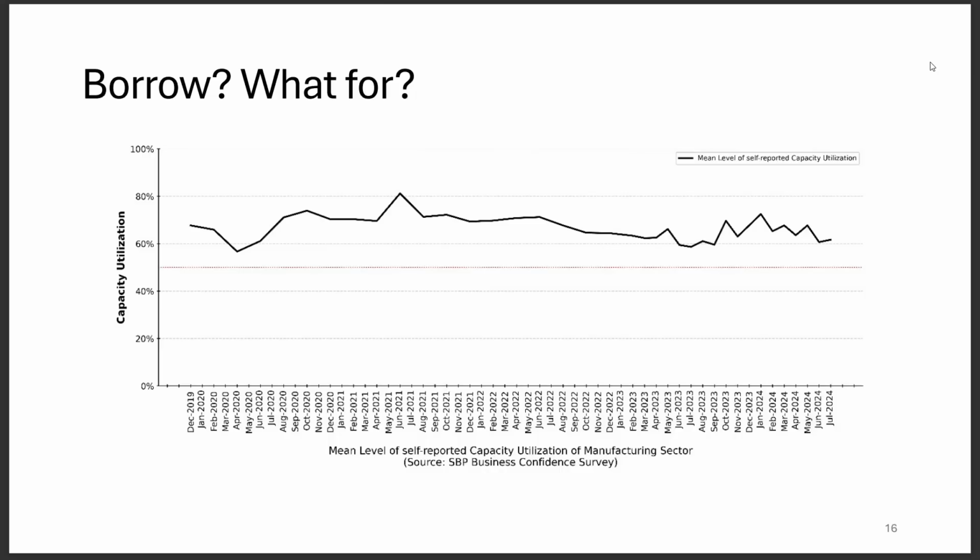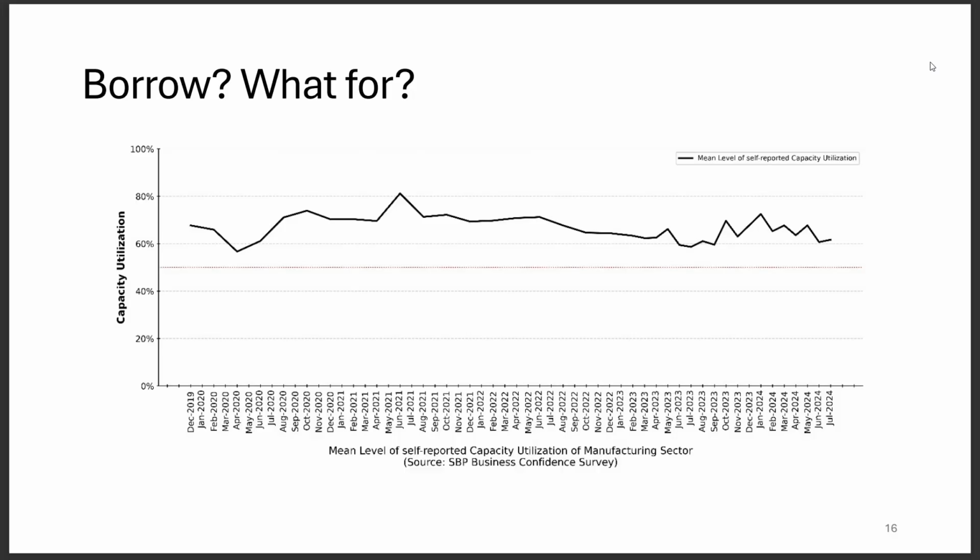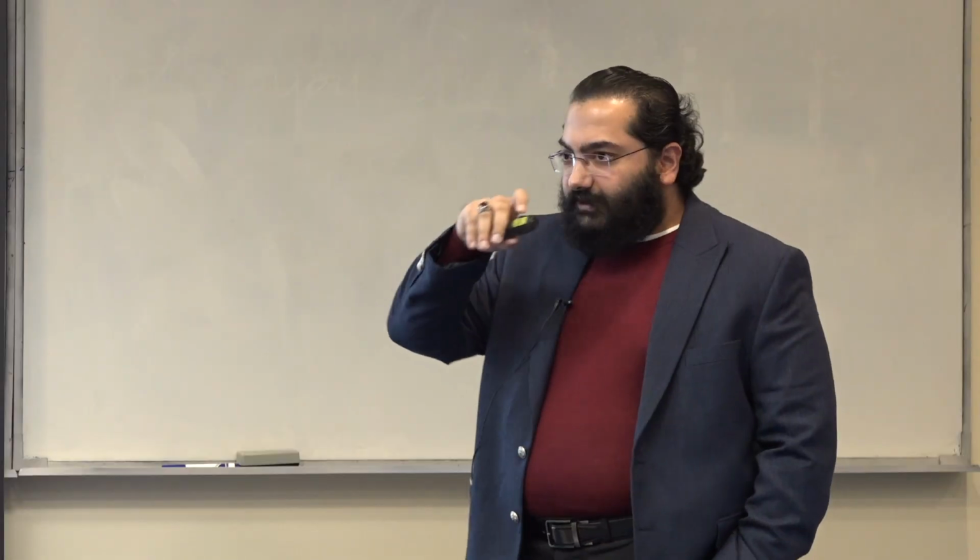If you look at the mean self-reported capacity utilization, this is from the State Bank survey, it is barely struggling to get above 70%. What does the manufacturing sector need to borrow for? They're not operating anywhere near capacity. And so the next few graphs are a bit different. These are diffusion indices from the State Bank's sentiment surveys.